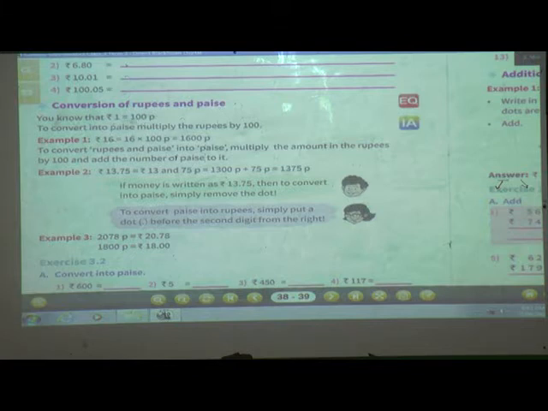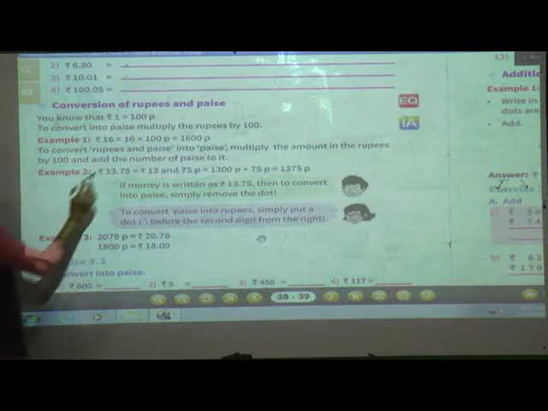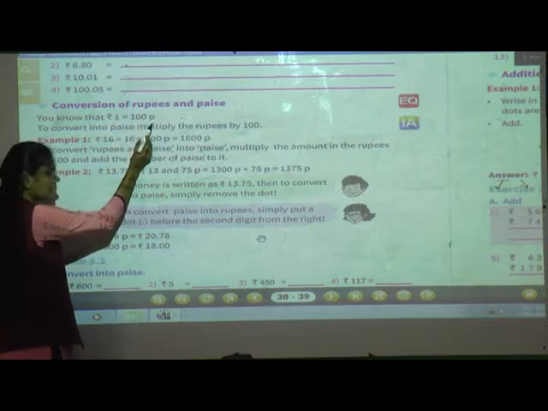Now you know that 1 rupee is equal to 100 paise. Already I have told you, 1 rupee is equal to what? 100 paise. To convert into paise, multiply the rupees by 100. See what we have to do. Suppose the value is written in rupees, and if we have to convert that value into paise, then we have to multiply the rupees by 100. That means we will get the value in paise, because 1 rupee is equal to 100 paise.